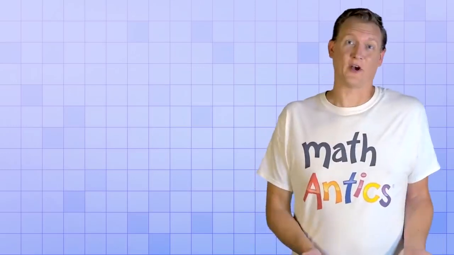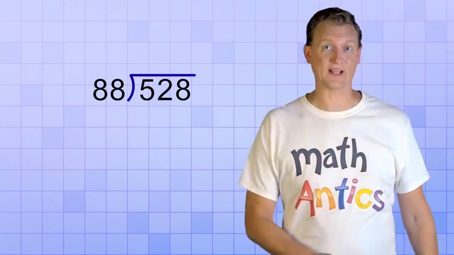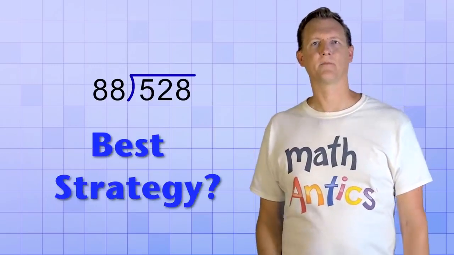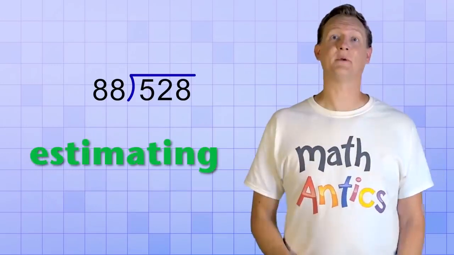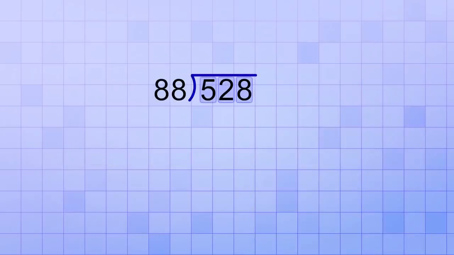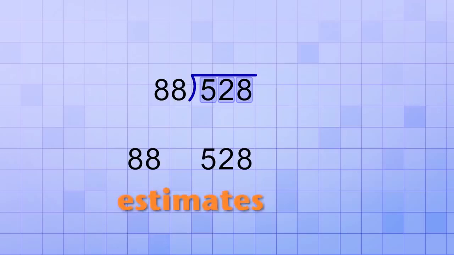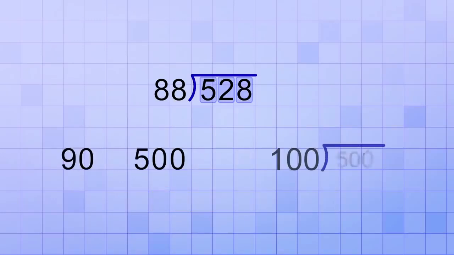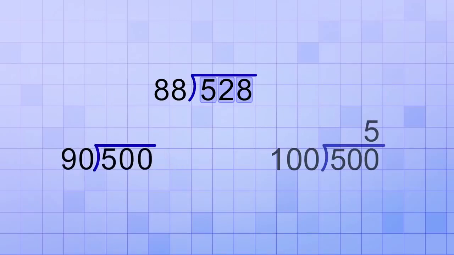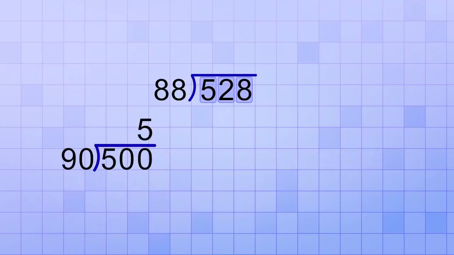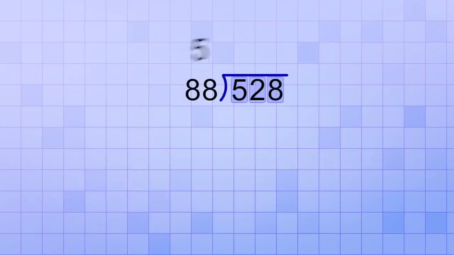Okay, but what if we don't get our way and you need to solve this problem without a calculator? What's the best strategy? Well, a little estimating will help us make much better guesses at our answer. The numbers 88 and 528 are kind of hard to work with. But if we made estimates of those numbers, like if we changed them to 90 and 500, that would make it easier to estimate the answer. Since 100 would divide into 500 exactly 5 times, that means that 90 will divide into 500 at least that many times. So let's make 5 our first estimate for the answer.